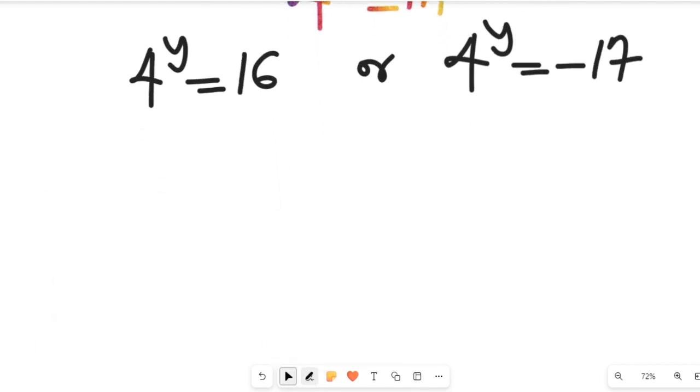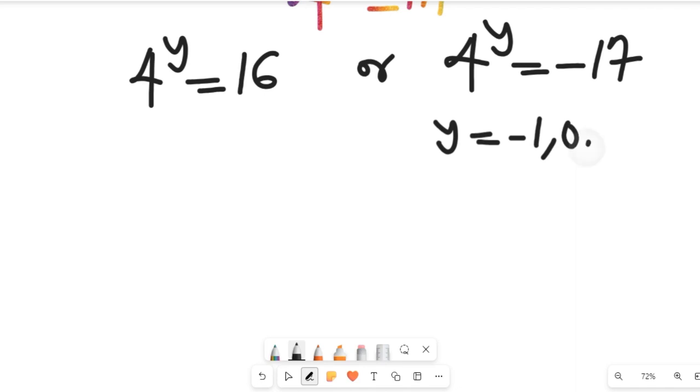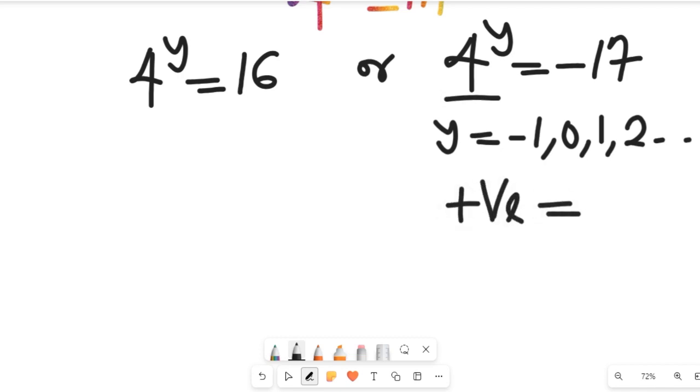Now for every value of y equal to negative 1, 0, 1, 2, and on, this side will always be positive, right? While this other side will always remain negative. Mathematically, positive can never be equal to negative. As a result of that, we are going to neglect this solution.